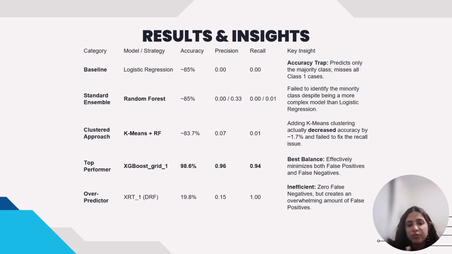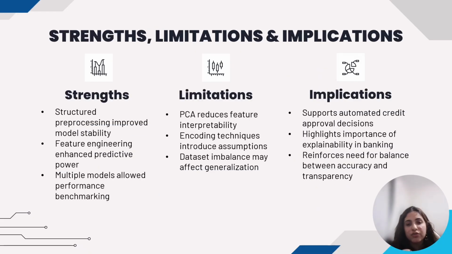And then when we were able to use the AutoML, we found that the top performer was the XGBoost Grid 1, as mentioned before, and it had the best balance in that it minimized the false positives and false negatives and accurately predicted most cases. And then we have an overpredictor example, which is the XRT1, which had 0 false negatives, but created an overwhelming amount of false positives, which means the model was not able to accurately predict the positives or the negatives. And so overall, our models have some strengths, obviously, but have limitations and implications in the real world.